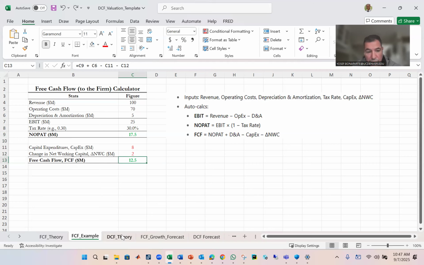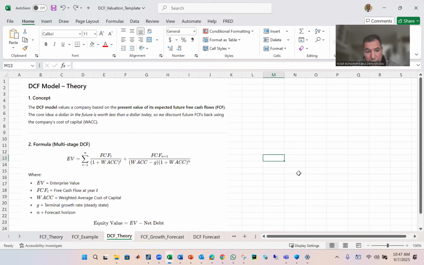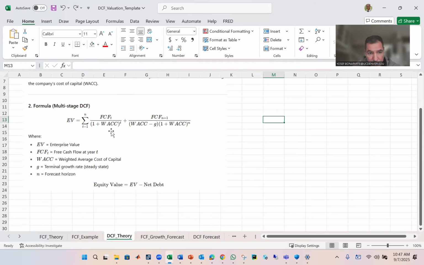And here is more definition. So what is DCF theory? DCF, in theory, values a company based on the present value of expected future cash flow. Suppose they have a free cash flow today of 100, next year 120, then 160. Based on this projection of the cash flow, how much will the company be worth? Well, this is the mathematical formula here. This is the discount factor.